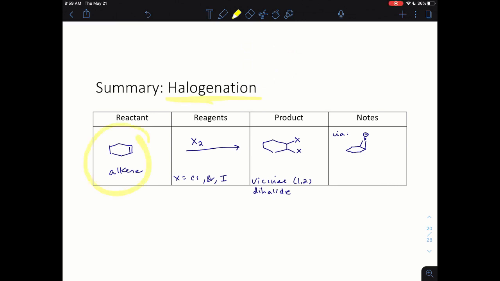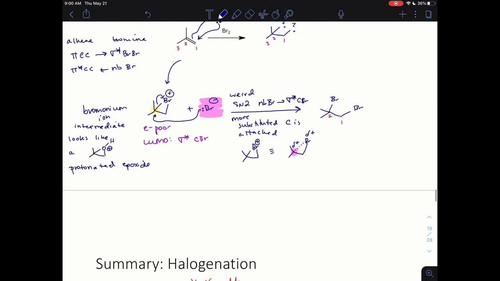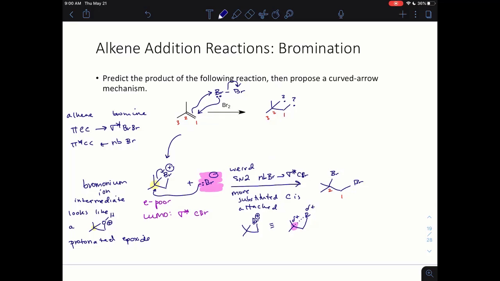An alkene reacts with an elemental halogen, either chlorine, bromine, or iodine, and makes a vicinal 1,2 dihalide. Both carbons of that alkene end up making a bond to X. So we have an X-X addition across the two carbons of the alkene. Now it does go via the halonium intermediate that we looked at in the previous example. And attack on that halonium intermediate occurs in an SN2 fashion. I showed you it was weird. It occurred at the more substituted carbon, but we've got it.